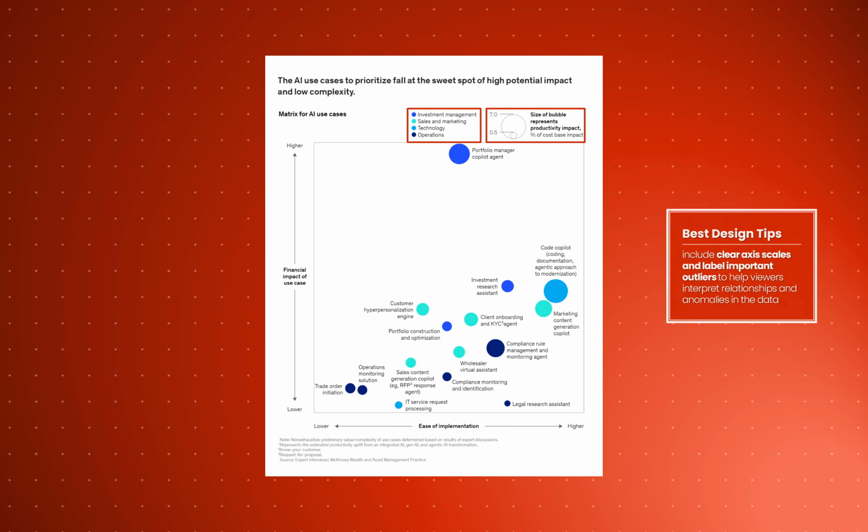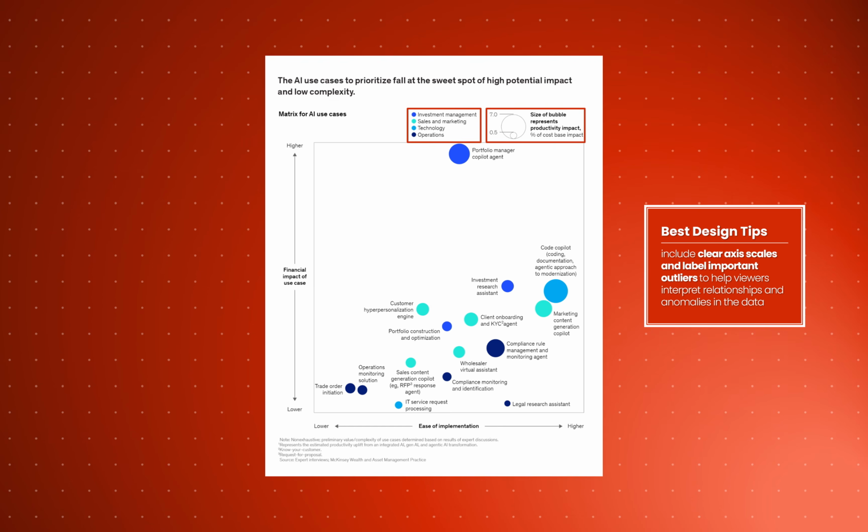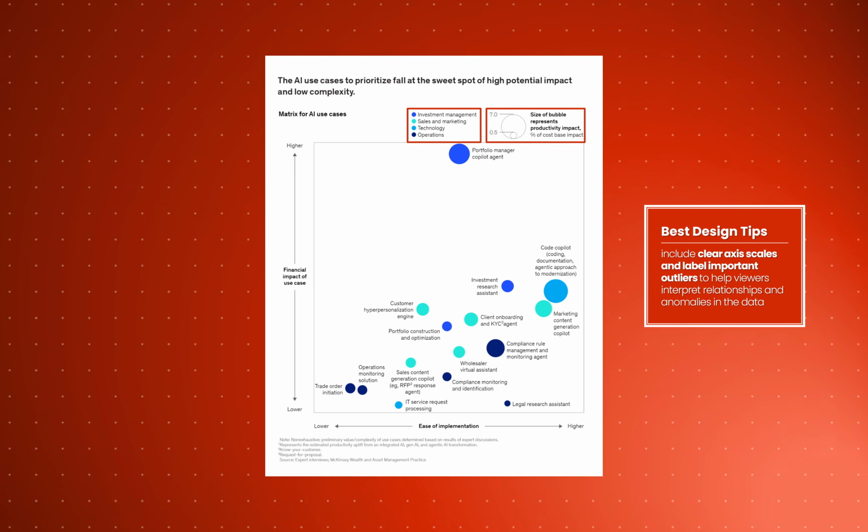Additional scatter plot design rules include adding scales on both axes and labeling significant outliers so viewers understand what they are looking at.